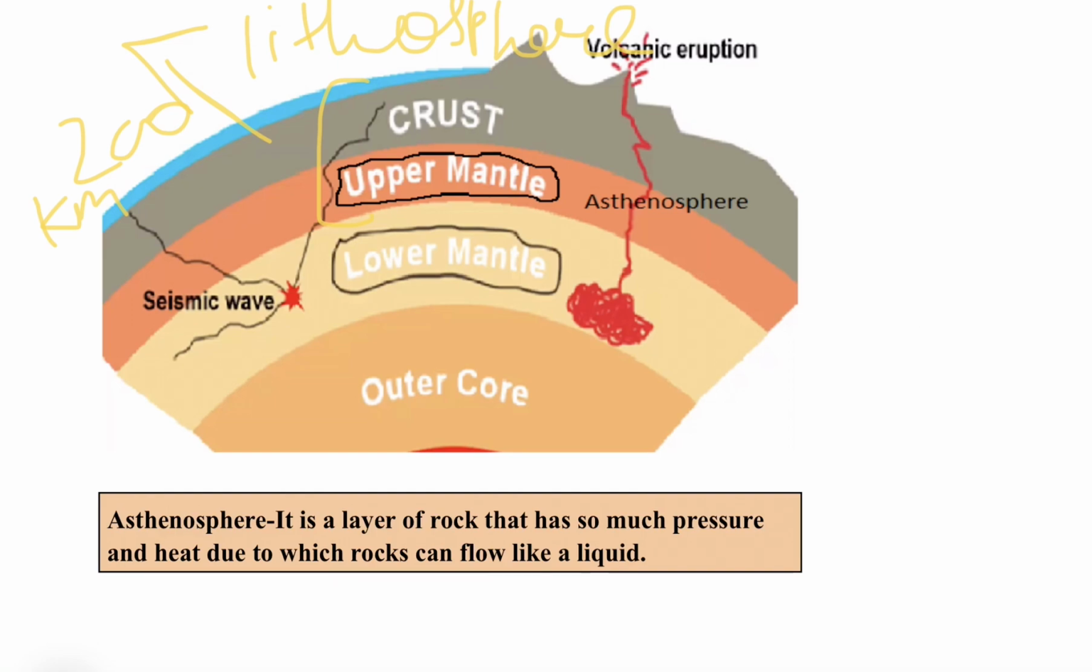Now come to the lower mantle. This lower mantle lies beneath the upper mantle, and this layer is responsible for all the volcanic and seismic activities. See, this is 200 kilometers and the rest is 2700 kilometers. So this lower mantle is 2700 kilometers in its thickness, and this layer is responsible for all the volcanic activities and seismic waves.